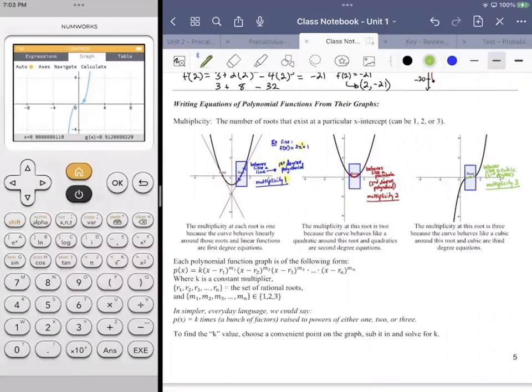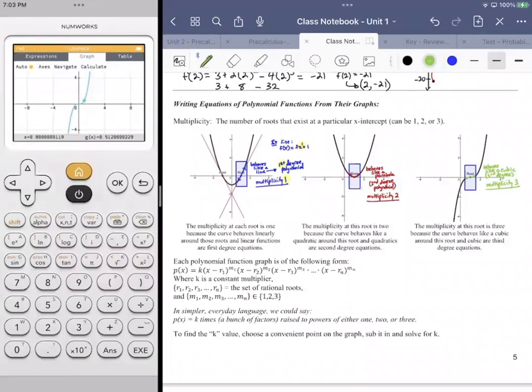A polynomial function is of the form k times a factor times another factor times another factor, and so on. k is a constant multiplier. And then I throw in simpler everyday language. And it's not always simpler, it's just simpler than what came before it. We're looking for P of x, P for polynomial. It's a function of x where we're just saying it's polynomial. That's the standard way of representing a polynomial function.